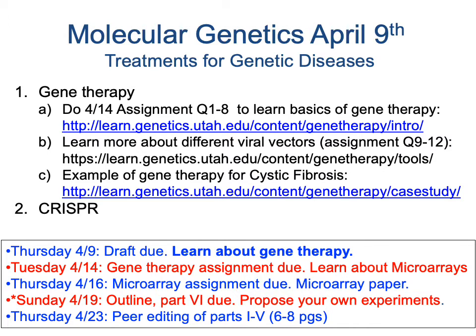I've pushed back the deadline for the outline of part 6. Instead of Thursday, it's now due Sunday, 4/19. This is the part of the research paper where you're going to be proposing your own experiments. That assignment is posted and explained, but if you have any questions, please ask. The last thing on our list is peer editing of parts 1 to 5. Hopefully by April 23rd, you'll have made all the revisions you've gotten from me, and then you'll swap papers with someone. I'll assign those swap partners for peer editing.